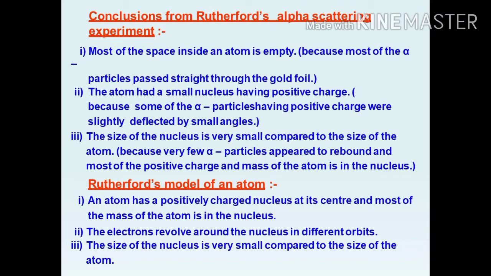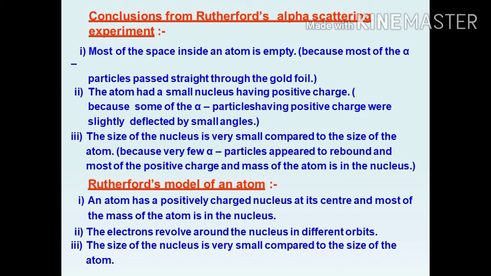Bounce back means rebound. Rebound means bounce back through the air after hitting something hard. Here, Rutherford saw a very few alpha particles appear to rebound, bounce back through the air after hitting something hard. Then Rutherford concluded from the alpha particle scattering experiment that most of the space inside the atom is empty, because most of the alpha particles passed through the gold foil without getting deflected.